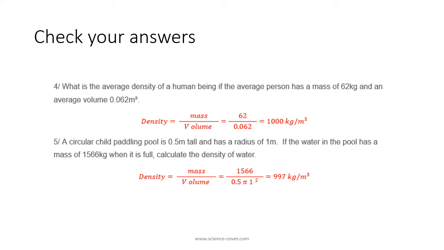So the density is the mass divided by the volume. Now to get the mass in this case, we've got the 1566 kilograms, but to find the volume, we have to do the area of the pool, which is pi r squared, so that's pi multiplied by 1 squared. And then we've got to multiply that by 0.5 because that's the height of the pool. So the volume is 0.5 times pi times 1 squared. So if we put this into the equation, then we get 997 kilograms per meter cubed.